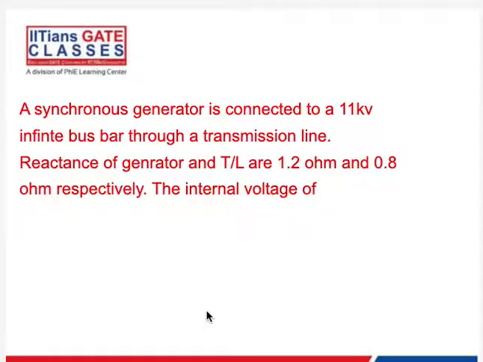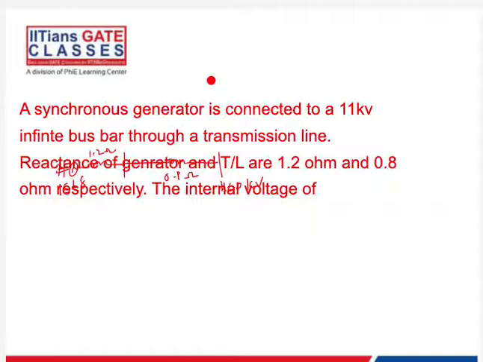A synchronous generator is connected to an 11 kV bus bar. It is given that a synchronous generator, with some internal reactance, is connected to an infinite bus bar. What is the infinite bus bar? It is 11 angle 0 kV, and the reactance is given as 0.8 ohms. This is 1.2 ohms, and this voltage is given as 15 angle delta. So we have to find delta.